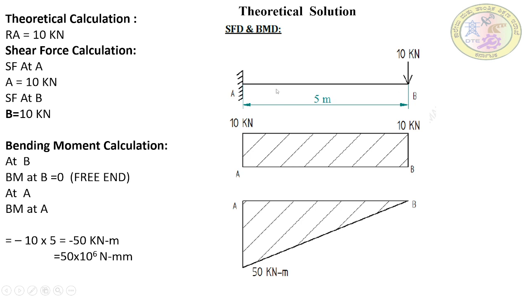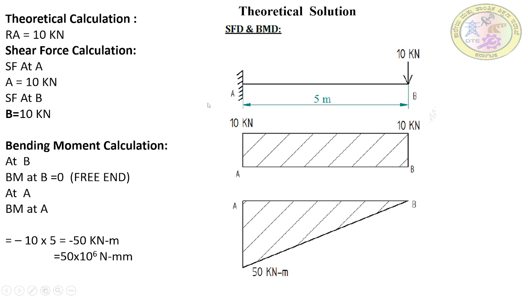We know that shear force is the sum of the loads towards the left or right of the section. So we need to add all the loads which are acting on the beam. So at point B, a load of 10 kilonewton is acting. We are taking this direction as positive. So shear force at B is 10 kilonewton. You can see.